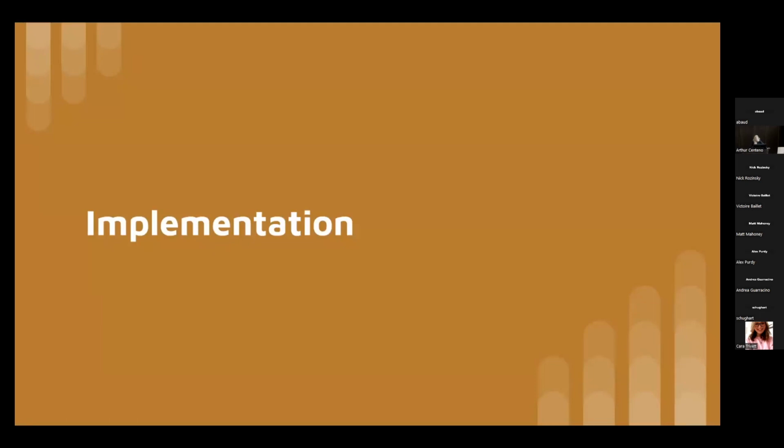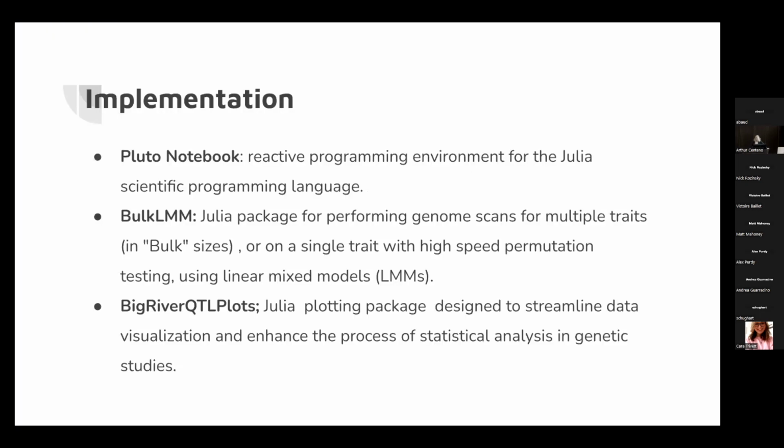So let's go over some implementation details. Our current prototypes are in the form of Pluto notebooks. For anyone who does not know, this is a reactive programming environment for the Julia scientific programming language. Reactive meaning that if you change the value of a variable in one cell, it'll automatically update the value in all other cells. It reacts to what you do as you do it.